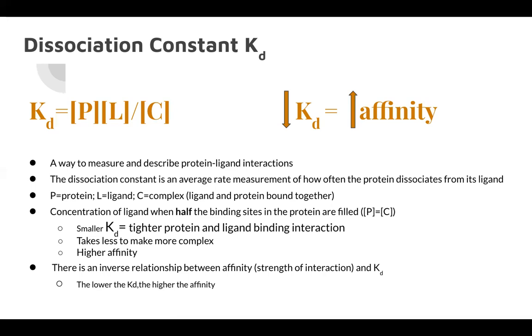But the simplest way to think about this, in my opinion, is that the dissociation constant and the affinity are inversely related. So the smaller your dissociation constant, the tighter the protein and ligand interaction. So the higher the affinity. And if you think about it, it makes sense, because if your dissociation constant is really small and really low, that means it's not likely for the protein and the ligand to separate. So that means that they fit really well together. So their affinity is really high.